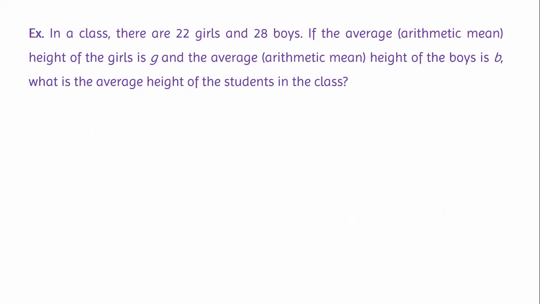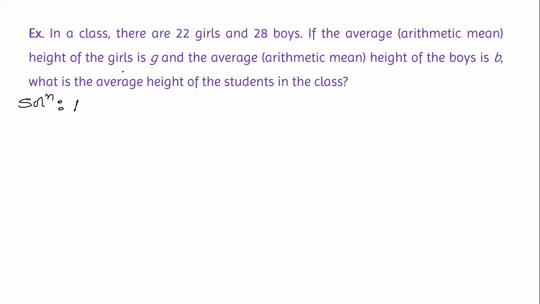Now, in a class, there are 22 girls and 28 boys. If the arithmetic mean of heights of the girls is G and the arithmetic mean of heights of the boys is B, what is the average height of students in the class? Okay, so again, we have to use the identical formula. This is going to be combined mean.